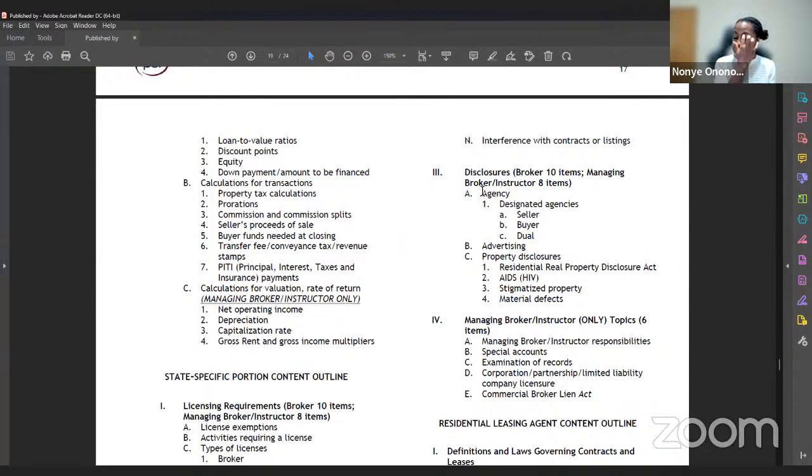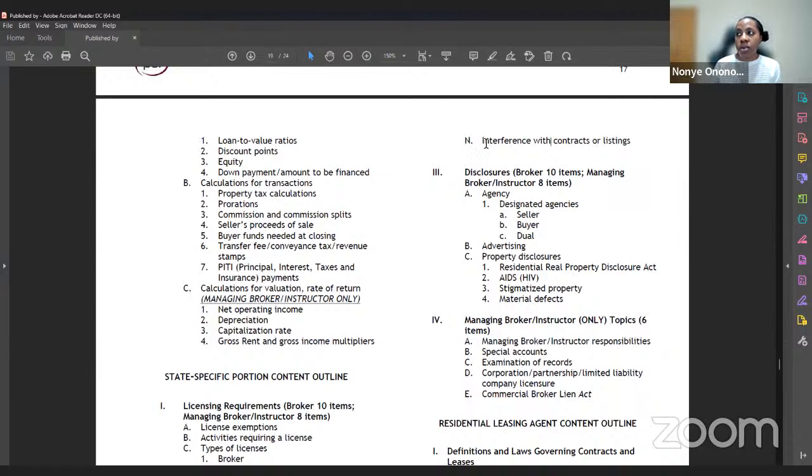And then understanding contracts. Contract law is also in the national portion, but we deal with contracts here as well. So understanding how contracts work, and interference with contracts. We're not licensed attorneys, like I said, so we should just stay in our lane. We're not interfering in another agent's relationship with their client. We're not talking directly with the other party. We're talking to the agent, and then the agent communicates with their client.